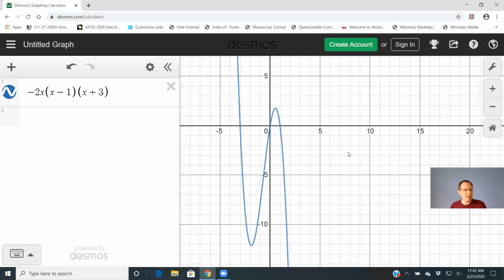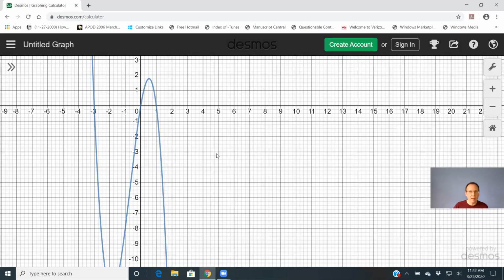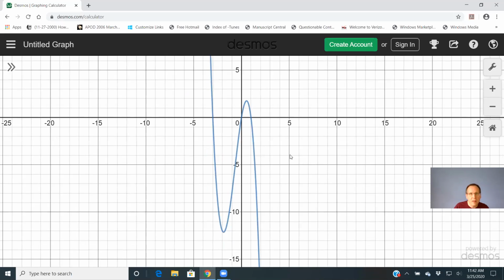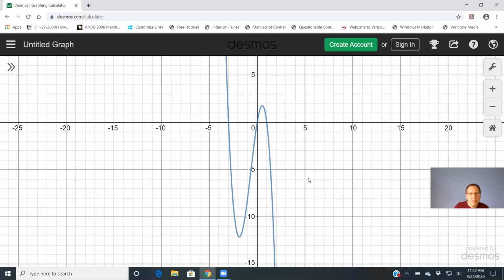Okay, so now I'm in Desmos. I plotted our polynomial, so negative 2x times x minus 1 times x plus 3. Actually, that looks pretty good. Let me just zoom in a little bit here. Yeah, that's exactly what we were seeing, right? So as x goes towards negative infinity, the function goes towards positive infinity. So we're seeing that. There's a root here at negative 3 comma 0, and it's a multiplicity 1, so it looks linear going through. There's a root at 0, 0, and again, it looks linear.